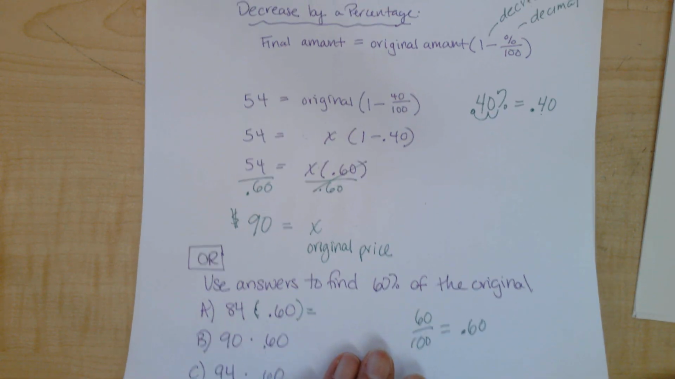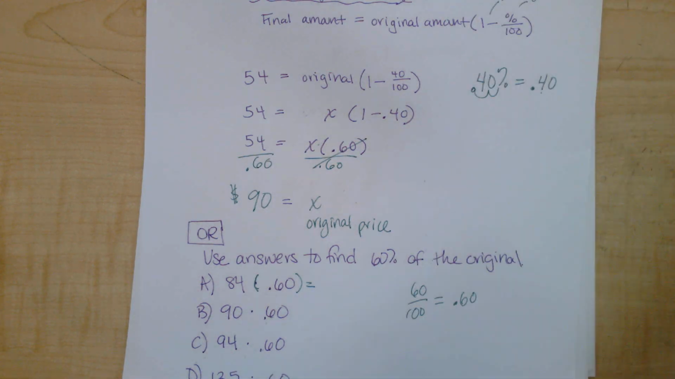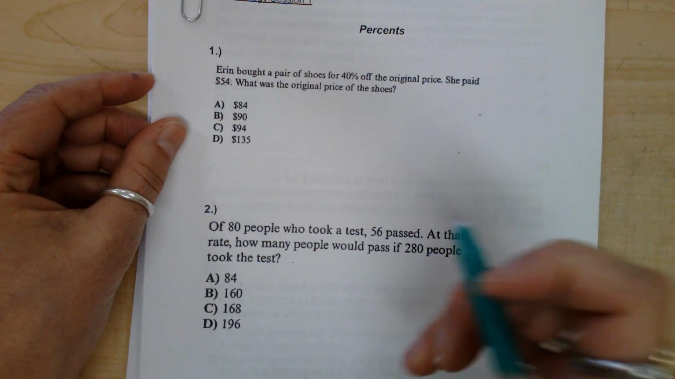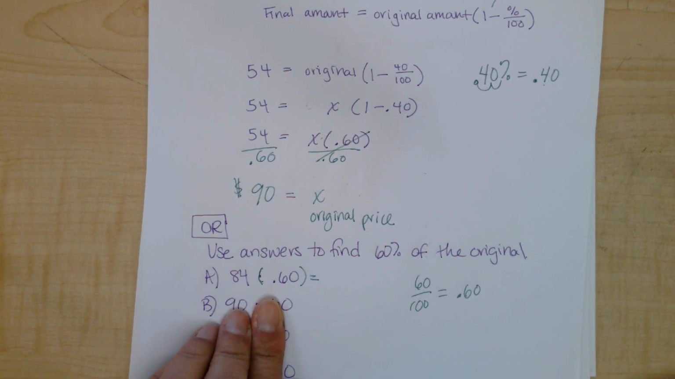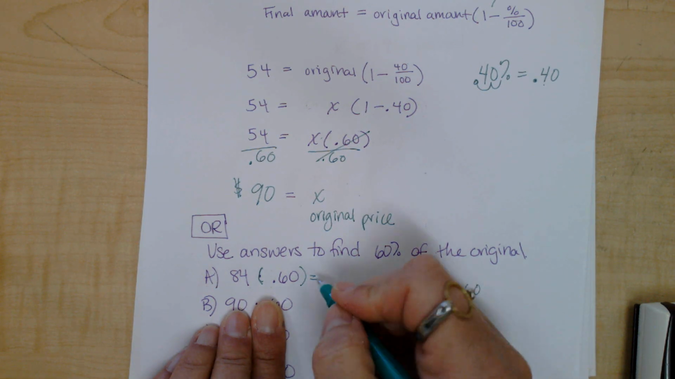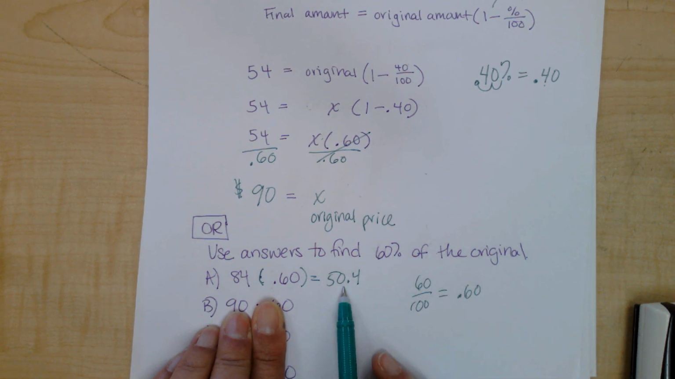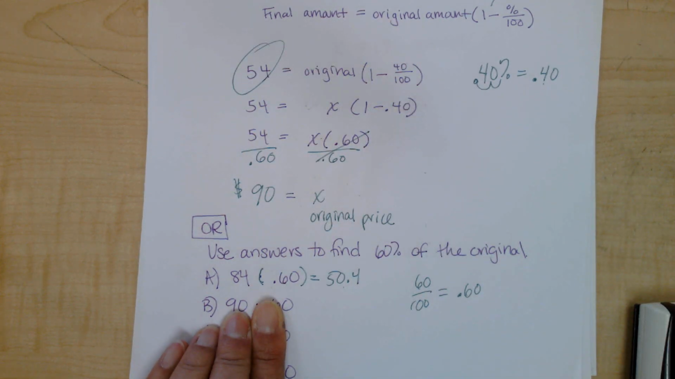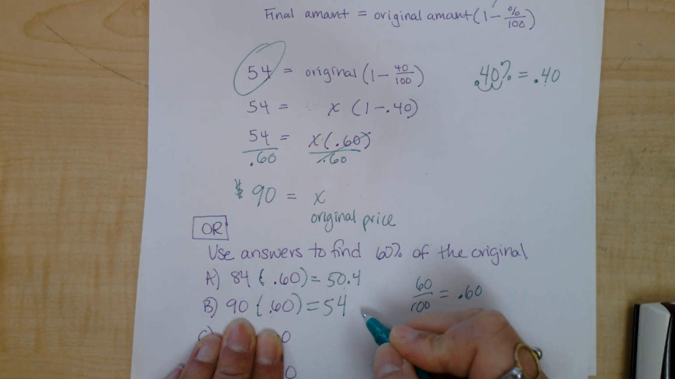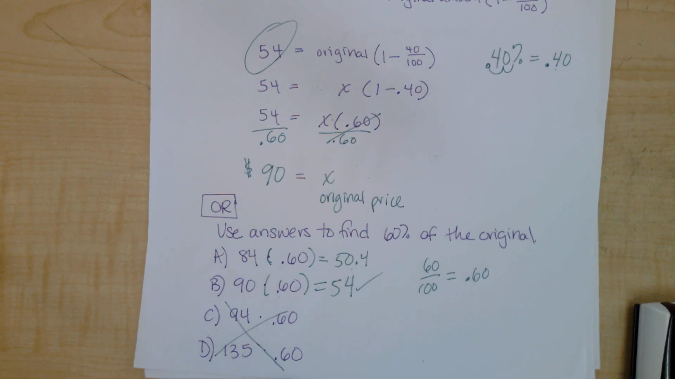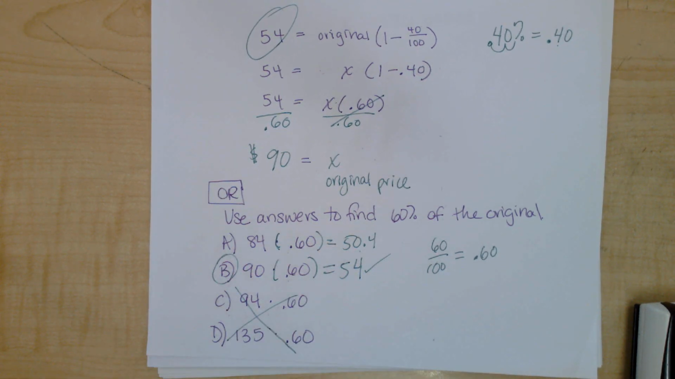So 84 times 0.6. Let's see what that is. So these were our original answers. Let me go back here. So our original answers were 84, 90, 94, and 135. So I'm using these answers, and I'm going to multiply it by 0.6. So let's see, 84 times 0.6 is 50.4. Now we don't want 50, we want 54. So this is, remember, that's what we paid for it. Okay, 90 times 0.6 is 54. Oh, that's it. Check. So we don't need these two. We don't even need to check those two. We know the answer is going to be B.